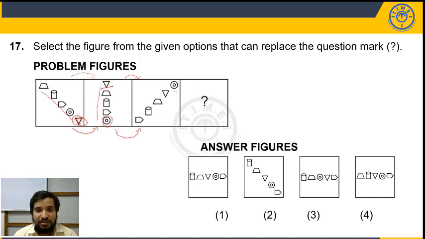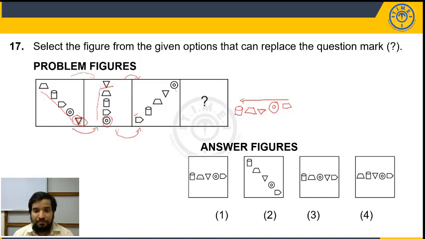By implementing the same logic, the set of elements should be horizontal after rotating 45 degrees, and the pentagon should move to the first position. That means at the right end, we should have the pentagon. The remaining elements should move one step next. The next should be circle, the next triangle, the next trapezium, the next cylinder. So this should be the next figure in the set.